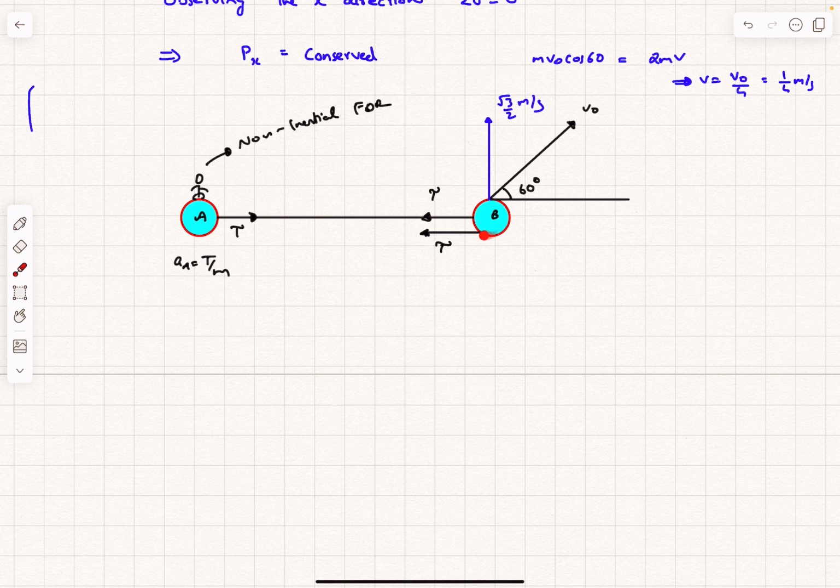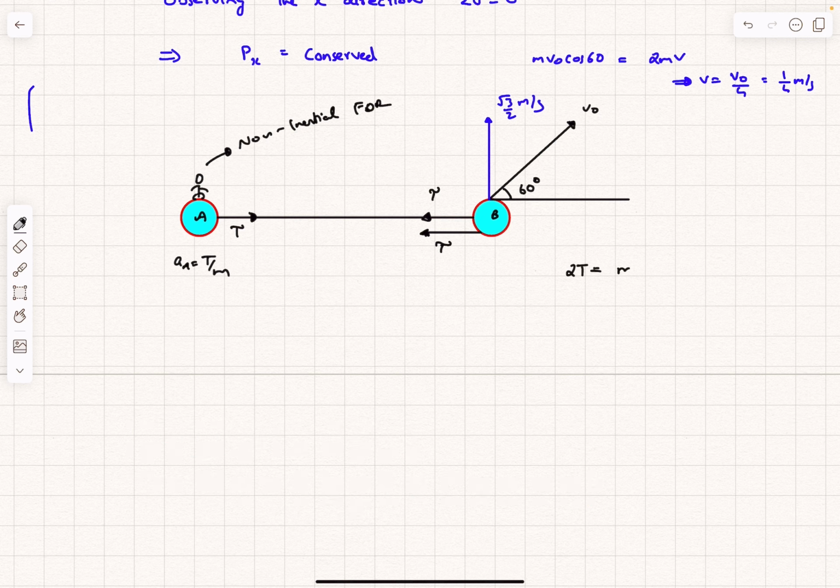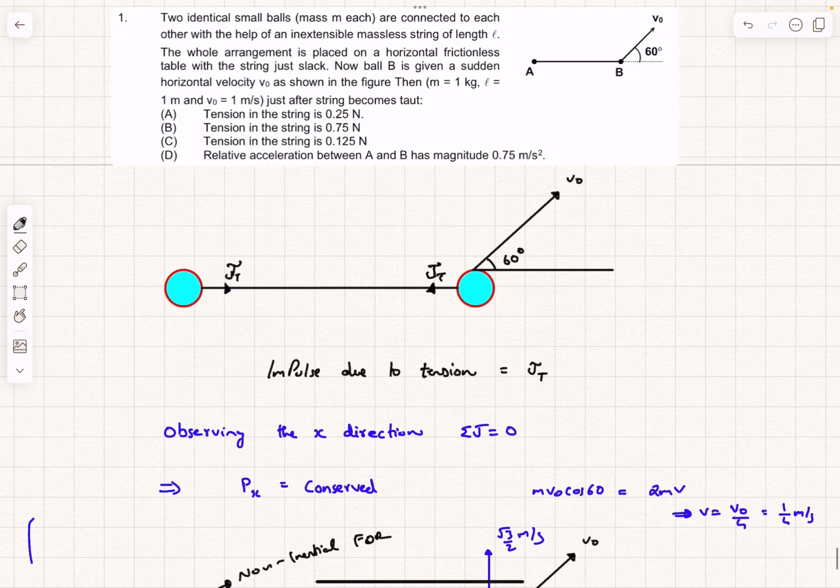Now we can write the force balance equation on the ball B. So that is going to be 2T, that is the force towards the center of the circle, equals the mass times the perpendicular velocity squared divided by the length L of the rope, which is 1 meter. And this, after solving, comes out to be 3 by 8 newtons. And 3 by 8 newtons corresponds to no particular option.